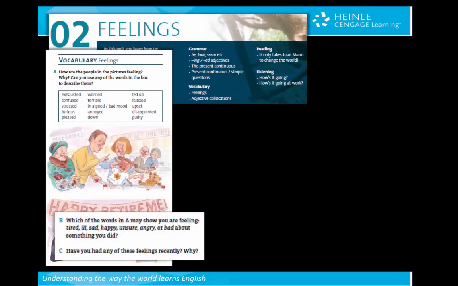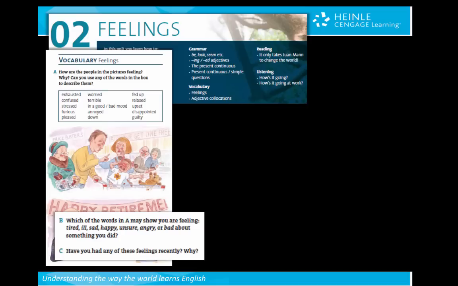There's a little kind of meaning check, just in case the teacher hasn't gone through these things. You group the words to show which ones mean you're tired, you know, exhausted? Which ones mean you're ill? Okay, you know, for example, stressed maybe, a bit down maybe. Yeah, which ones mean you're sad, happy, unsure, angry, etc.